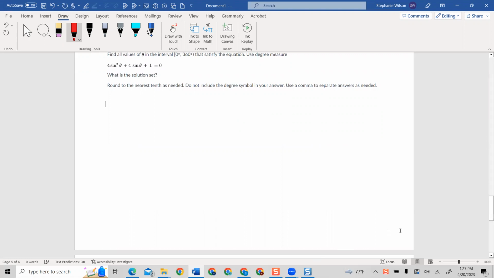It says that we have 4 sine squared theta plus 4 sine theta plus 1 is equal to 0. And what is the solution set? And we're in degrees mode, and we fall between 0 degrees and 360 degrees. All right, so there's multiple ways to do this, but the first thing I want to do is substitute something in. I'm going to let y equal my sine theta. If I do that, now I got 4y squared plus 4y plus 1 is equal to 0.